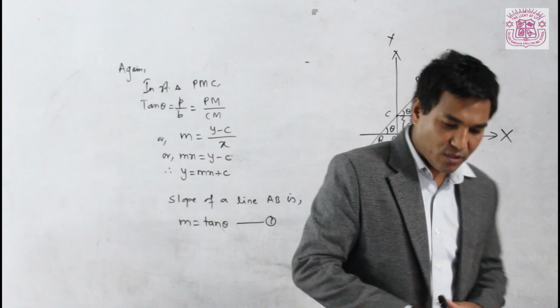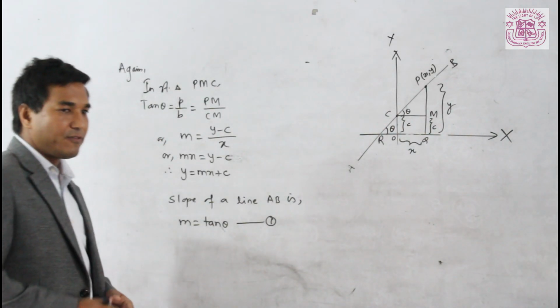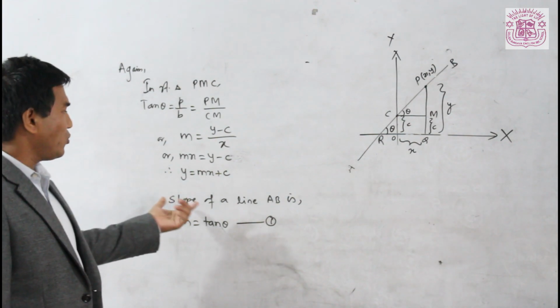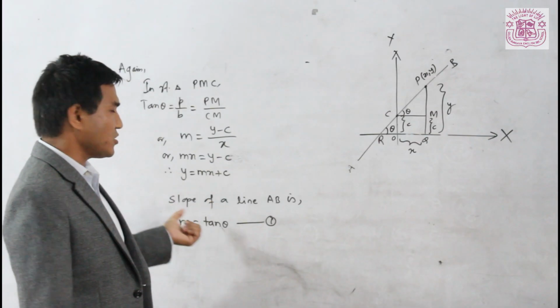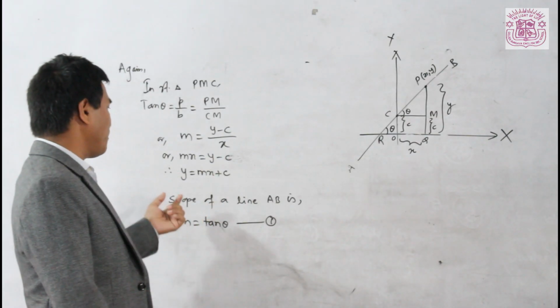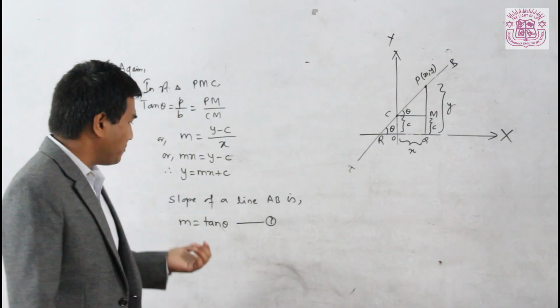So from this, we can conclude that if we have to find the equation of a line in which the slope of a line and the y-intercept of a line is given, in that condition, you can find out the equation of a line by using this formula, y equals mx plus c. Have you got that?